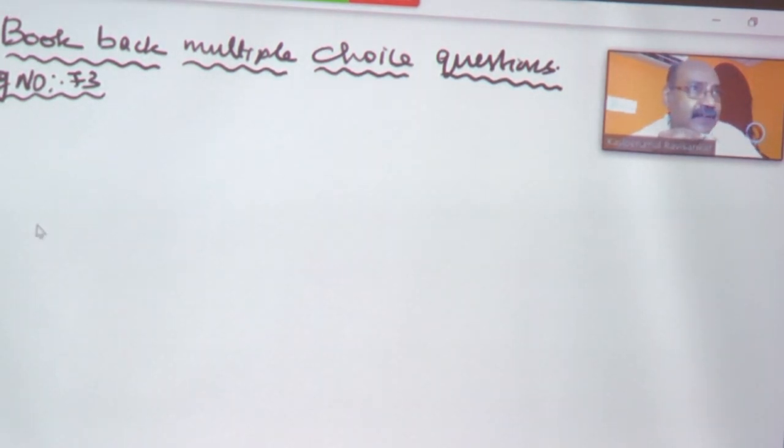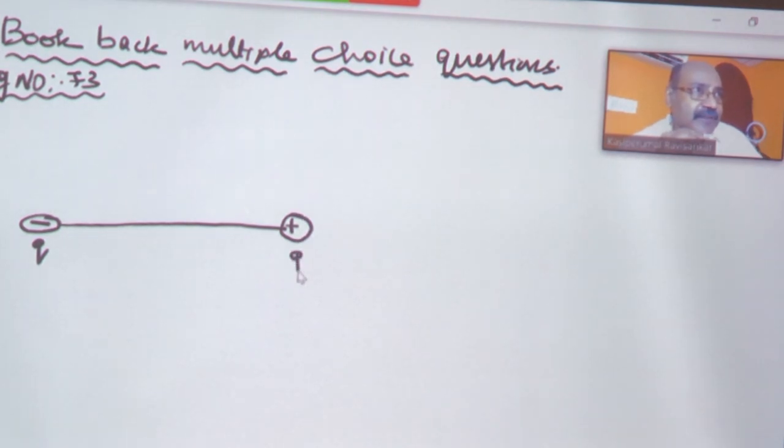In the figure, you have a charge considered to be negative, and the magnitude of the charge is q. From here, at a certain distance, you have a positive charge. The magnitude of the positive charge is also q. In between the two charges, a third charge plus q is placed midway between the two charges at the point P. The midpoint is taken as P. At this point P, a positive charge is placed.